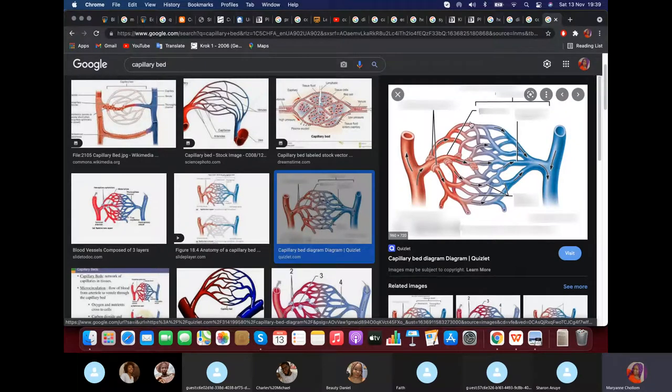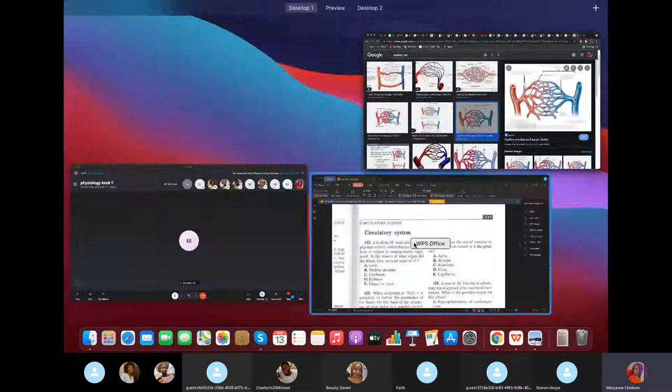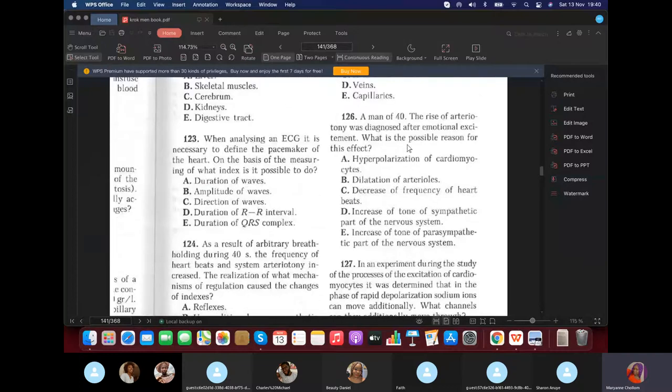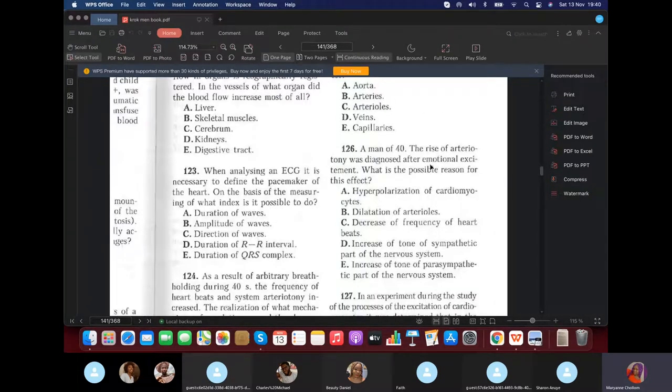So these multiple capillaries compensate for the blood that is coming. So that's why they don't pose the greatest resistance. That's why it will be the arterioles. It's just a rule. You should know it. I cannot explain further.